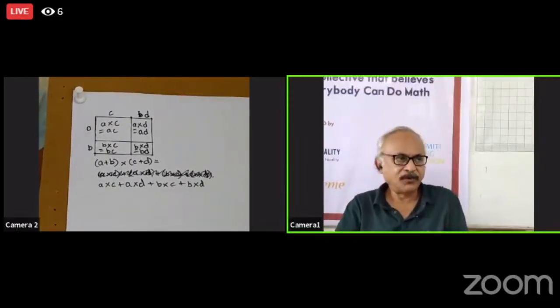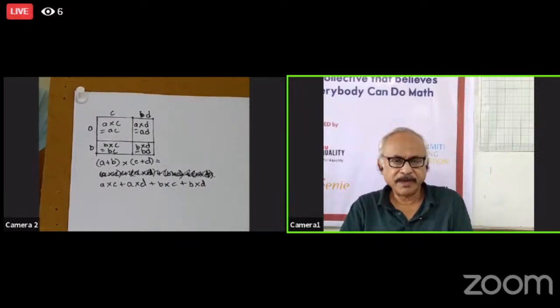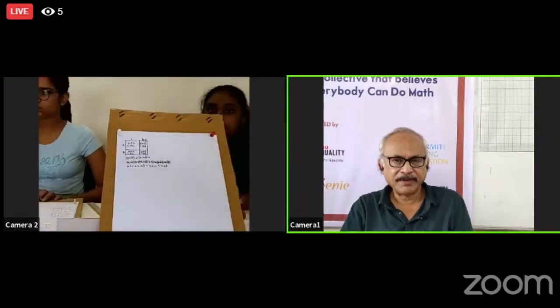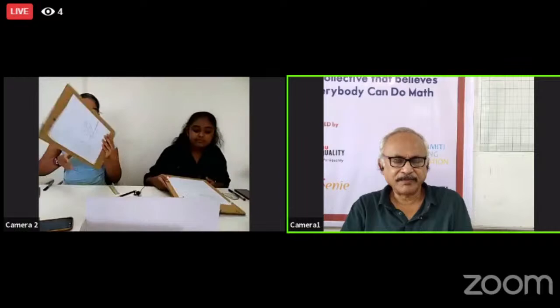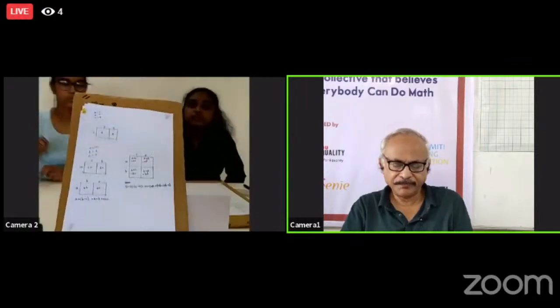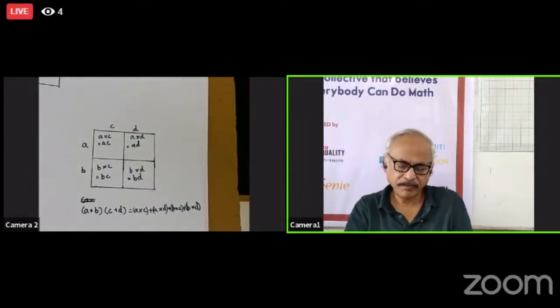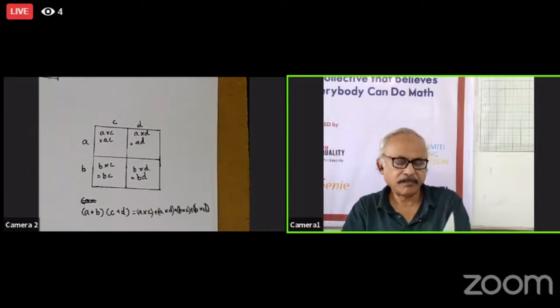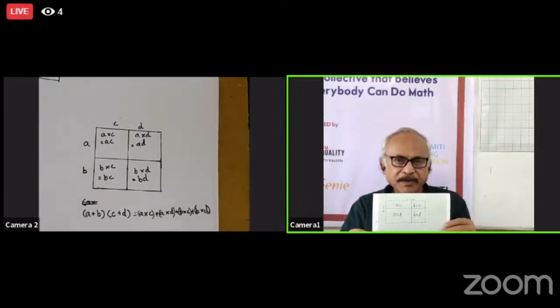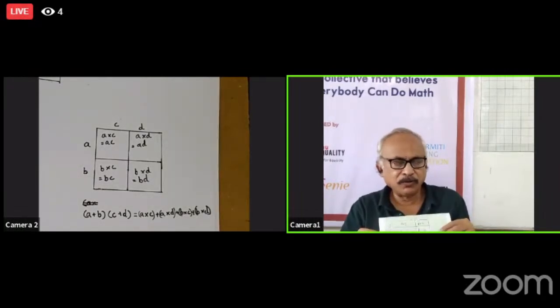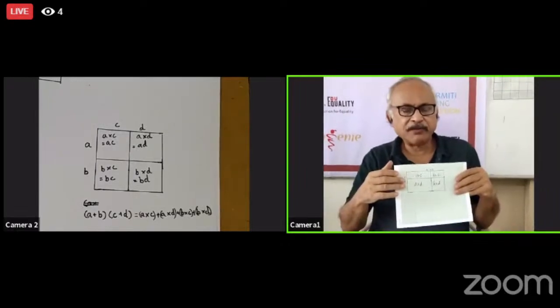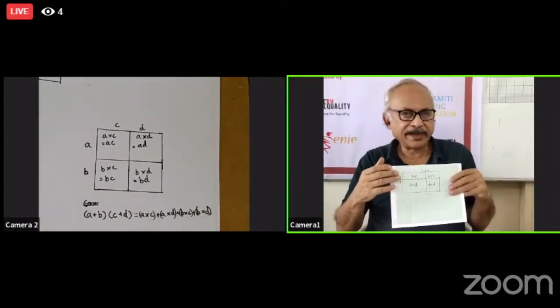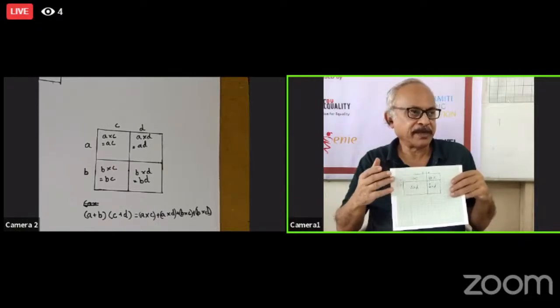Very good. A plus B, close brackets, into C plus D. And that is 4 parts. A into C, A into D, B into C, and B into D. These are the 4 parts. So now we know how to write the algebraic multiplication using rectangles and breaking up into rectangles. And we know how to write it without making rectangles, just by using brackets.